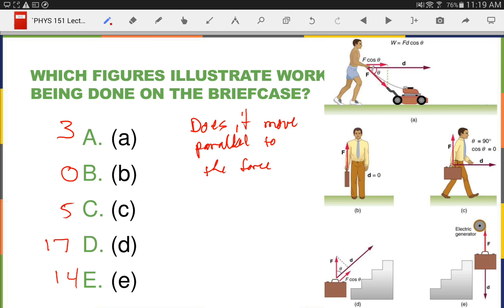Because it has a component that's parallel, right? The force is going like this. The distance is like that. There's a component that's parallel. And so that meant A was a correct answer because it moved parallel to the force.